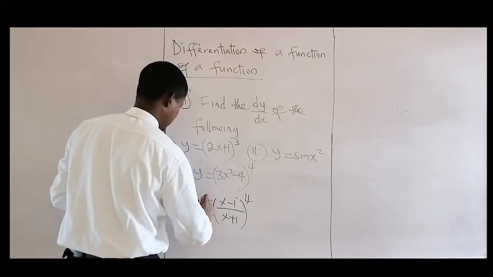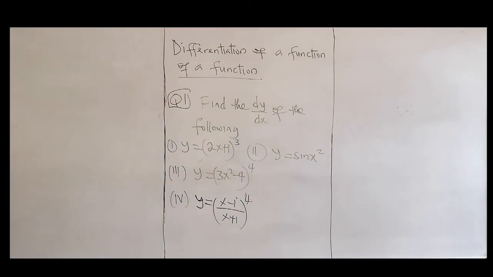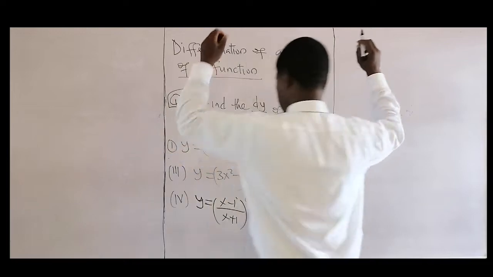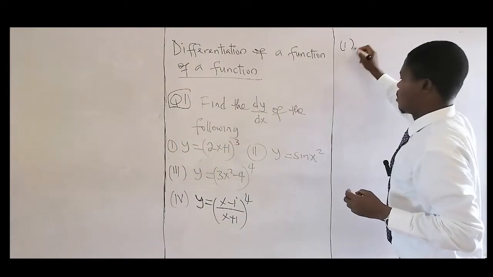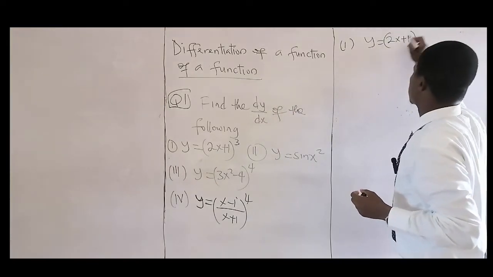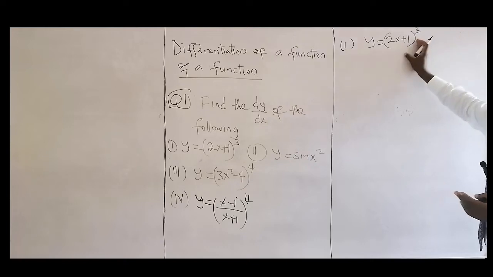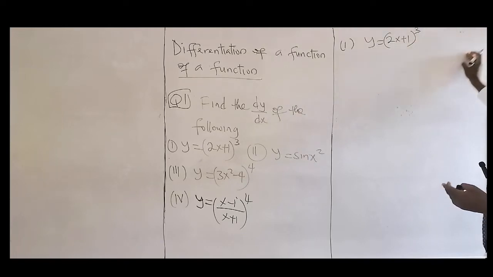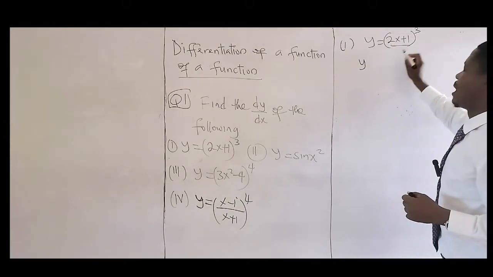So these are the questions we have in this case. Let's look at the solution. Find dy/dx. The first one, y equal to (2x + 1) to the power 3. If you want, you can use the product rule, but you'll be wasting your time, because you have to write (2x + 1) times (2x + 1) times (2x + 1). That will waste your time. So what we can do is give this base a letter.